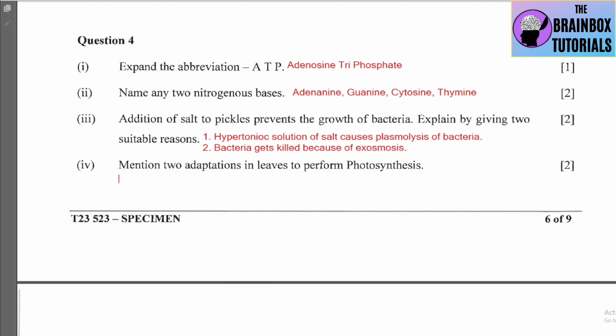Now part 4 is mention 2 adaptations in leaves to perform photosynthesis. Now again there are many adaptations, but we will have to mention any 2. So we will write one is large surface area and second one will be numerous stomata. So with that they could have more gaseous exchange.